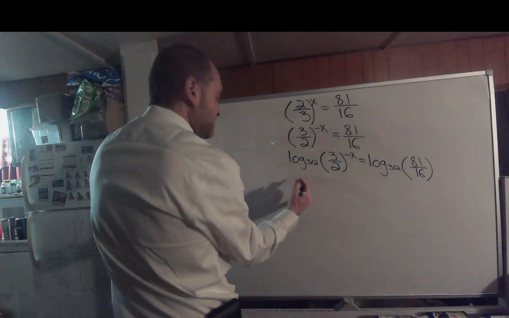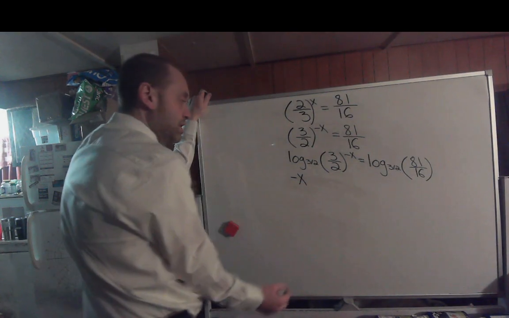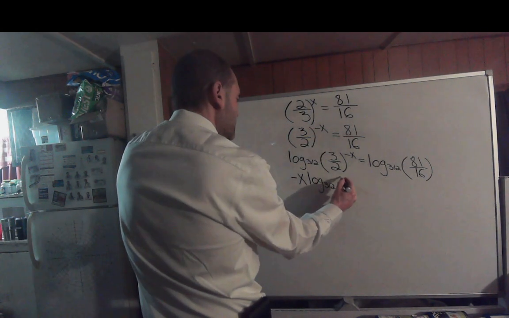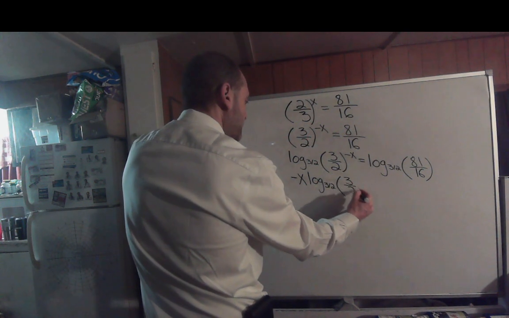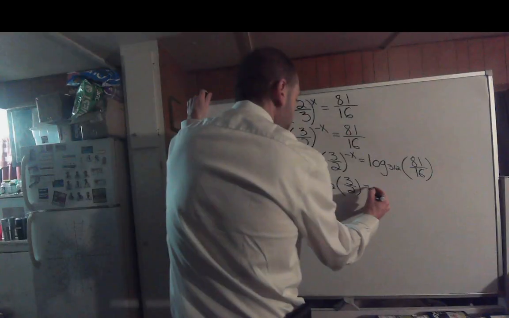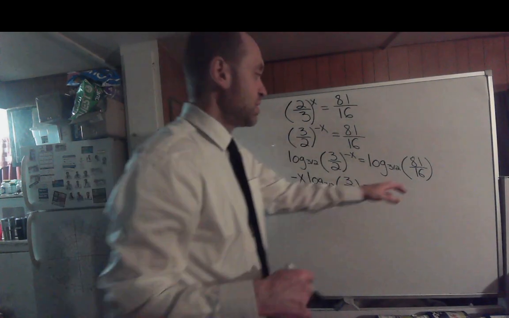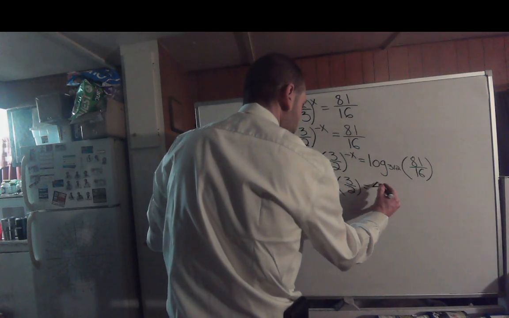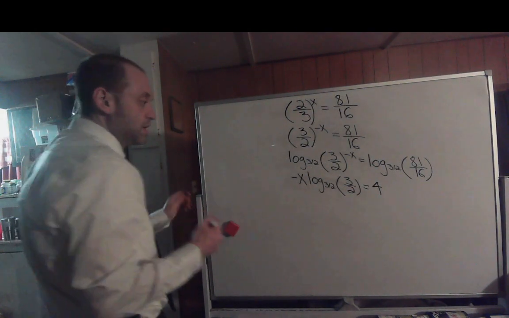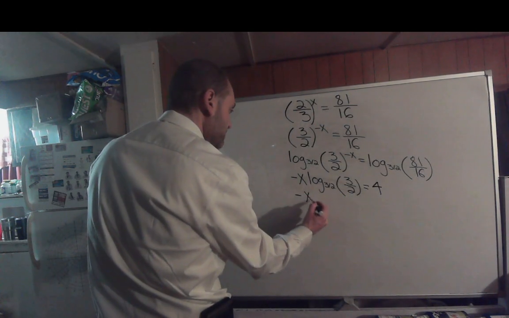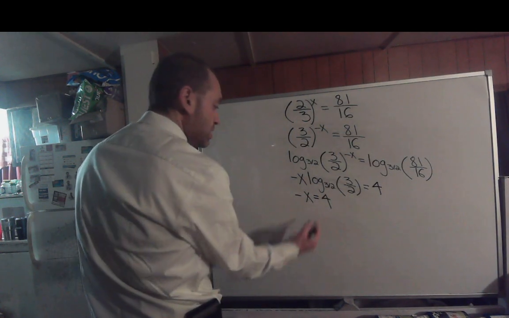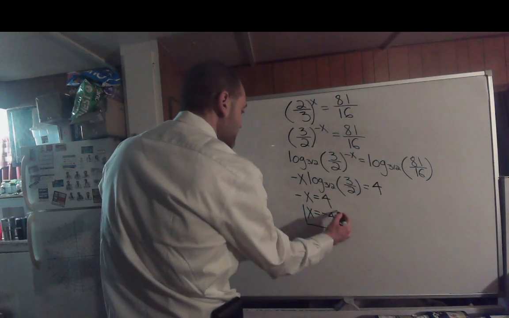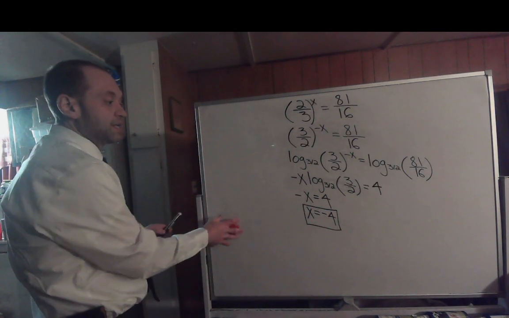Well, on the left side, that negative x will come down front. This will be negative x times log base 3/2 of 3/2, which would equal the right hand side. 3/2 to what power equals 81/16? That would just be the fourth power, so the right hand side would just become 4. So on the left hand side, this reduces to negative x equals 4, which would give you that x equals negative 4. So the answer you should get for this one is x equals negative 4.